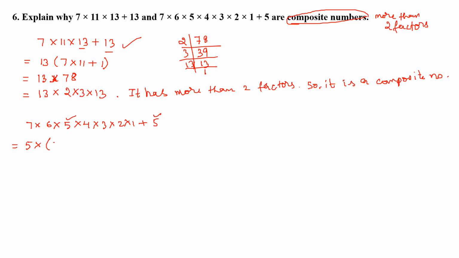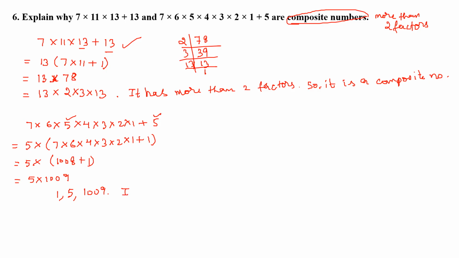And now here I am left with 7 into 6 into 4 into 3 into 2 into 1 plus 1. If you multiply 7 into 6 into 4 into 3 into 2, you are going to get 1008, plus 1, which will give you 5 into 1009. Now here 5 is a prime number, 1009 is also a prime number, but 1 is a factor of all the numbers, right? So here it will have factors as 1, 5, 1009.